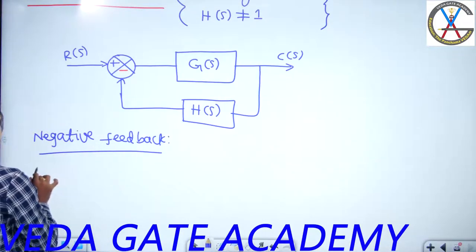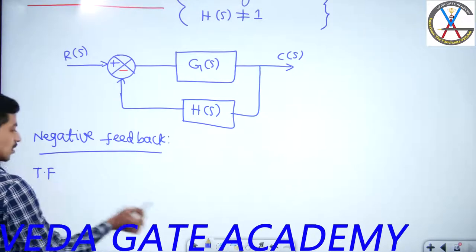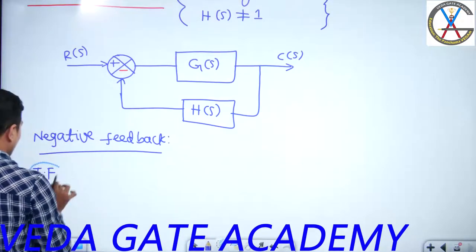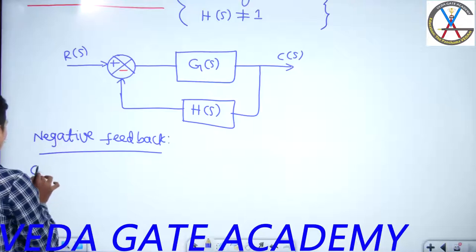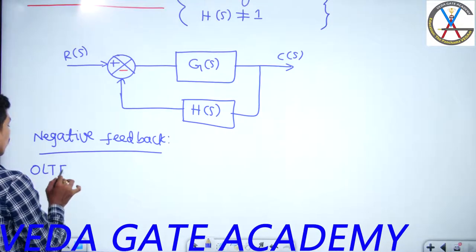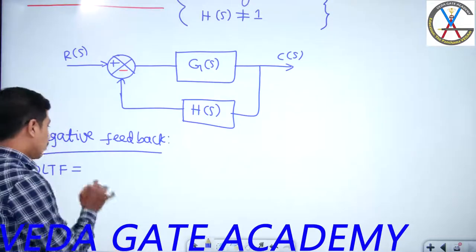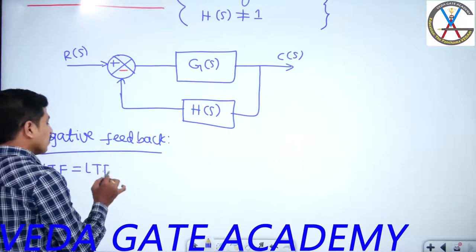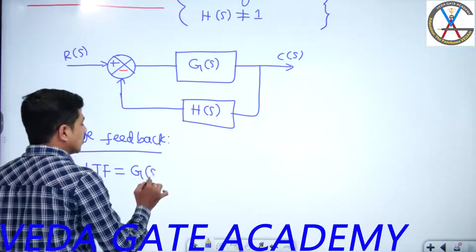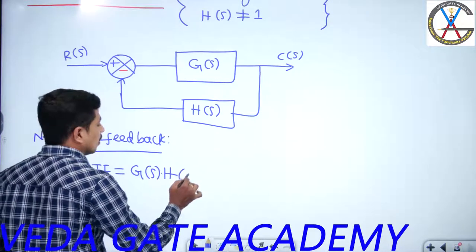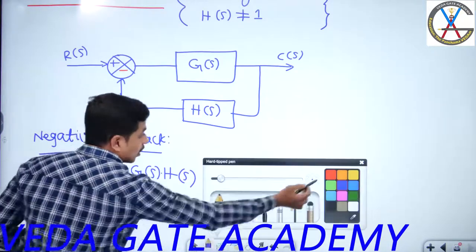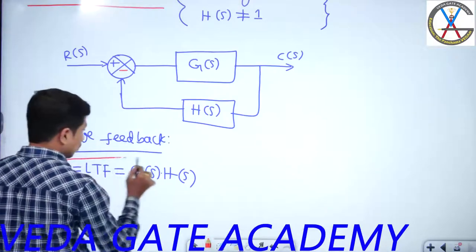What is the transfer function? First of all, let's write OLTF. What is OLTF? OLTF has nothing to do with the feedback. Whatever is in the forward path and whatever is in the feedback path, you multiply: OLTF equals G of s into H of s. Let me put this in a box.